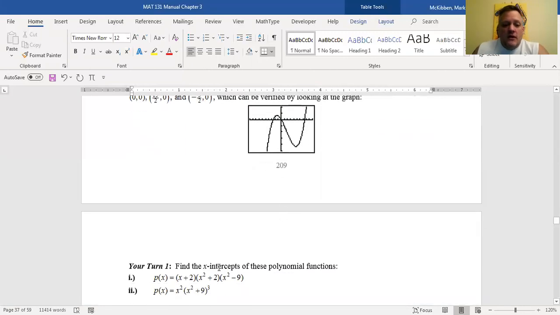All right, so you go ahead and try these. Find the x-intercepts of these functions, and keep in mind that an x-intercept must be a real number, not an imaginary one.